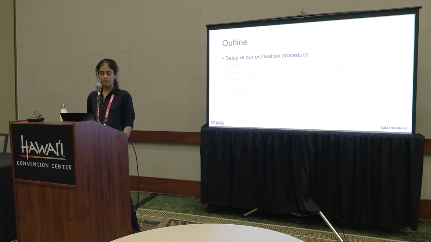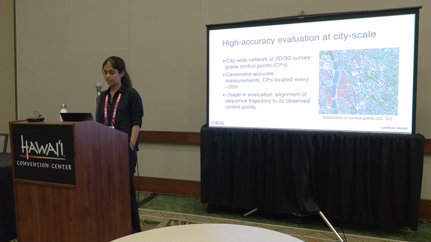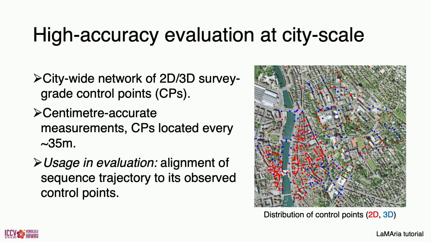To start off with our evaluation procedure, I'll first start off with our high accuracy control points. With these control points, we have a citywide network of 2D and 3D survey grade points. Like I mentioned, these are centimeter accurate, and they're also quite dense. They're located every 35 meters, as you can also see approximately in the map. The way we use them is we perform alignment of each sequence's estimated trajectory to its observed control points.